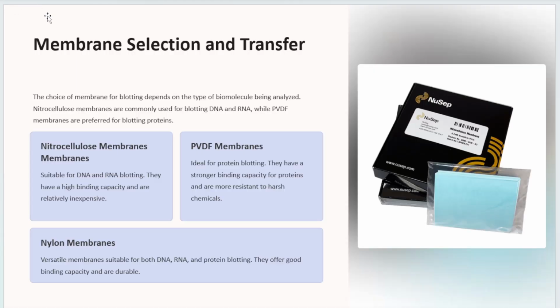So what are the membranes we can use? You can see here we have nitrocellulose membranes. Nitrocellulose membranes are used for the DNA and RNA blotting technique. We have PVDF membranes which are used for the protein blotting technique. Also we have the nylon membranes which can also be used for the various DNA, RNA as well as protein blotting.